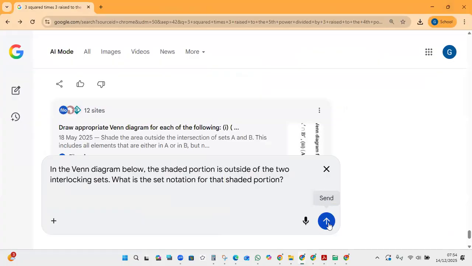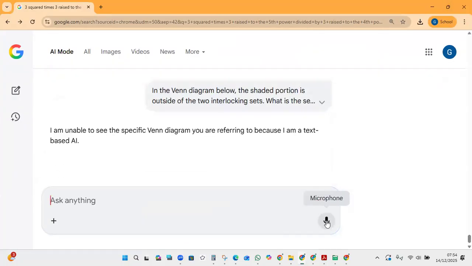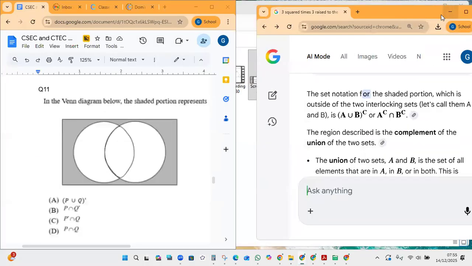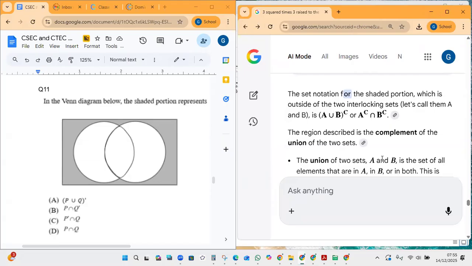So here we go. AI said, I'm unable to see the specific Venn diagram you're referring to because I'm a text-based AI. However, based on your description, so I'm using a text-based AI. There are other types of AI, symbolic AI and so forth. But the text-based is very important here because you are preparing for CSEC math, and you should be able to translate in words mentally what you are looking at.